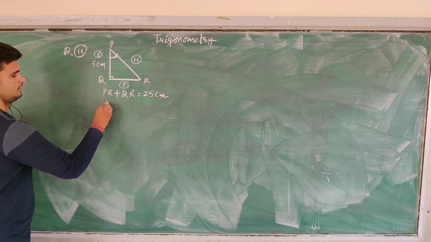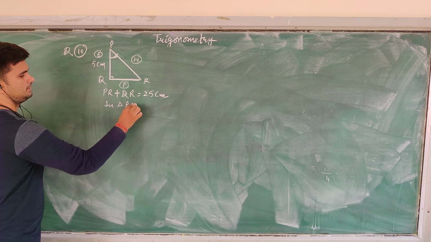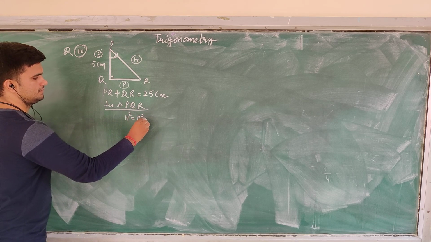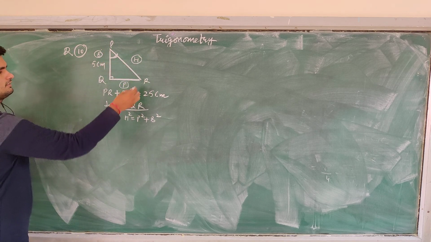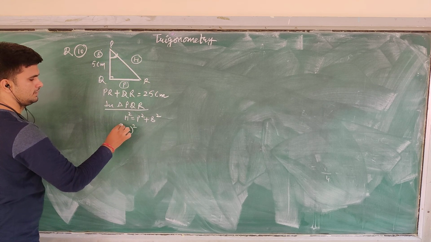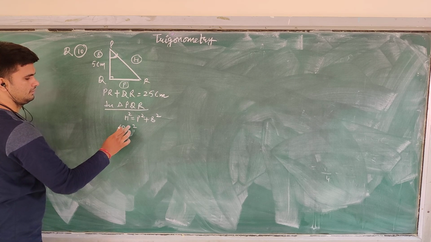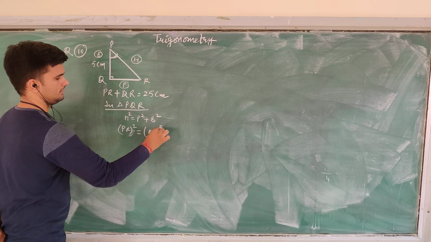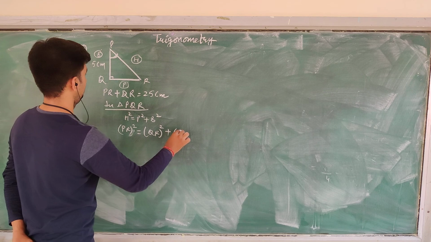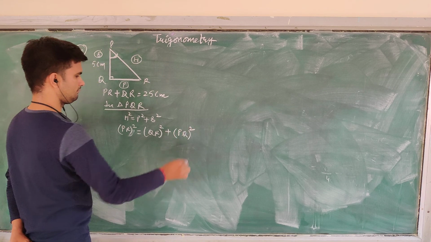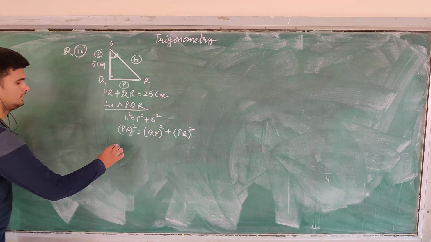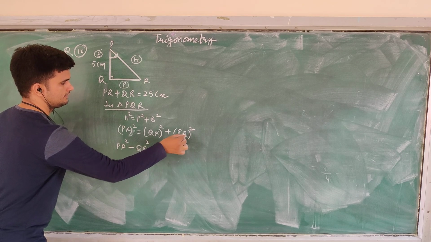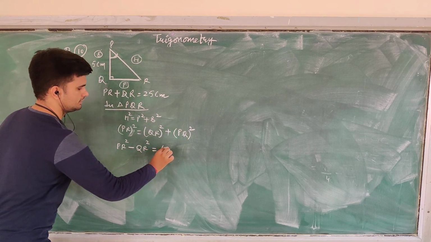So in triangle PQR, h square is equal to p square plus b square. Now see what is h? PR is equal to QR square plus PQ square. Now see this PR square minus QR square is equal to PQ square and PQ is given, it is 5 cm.